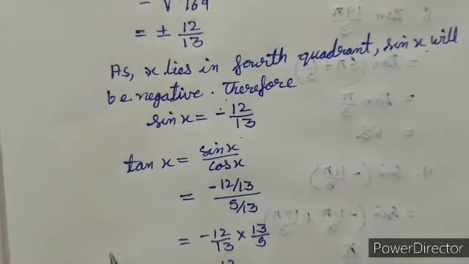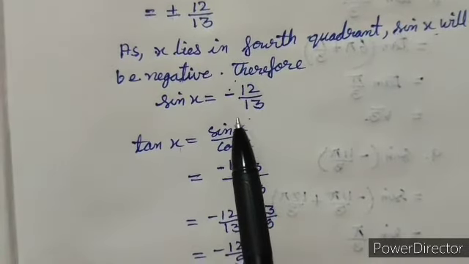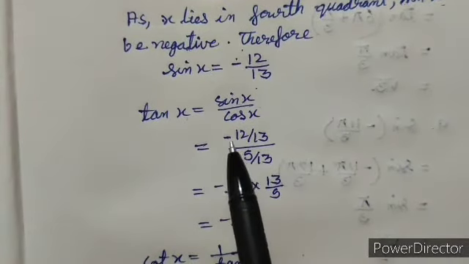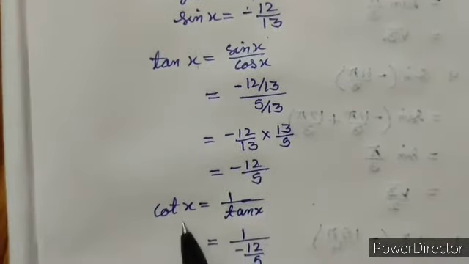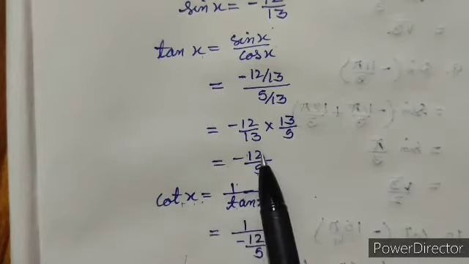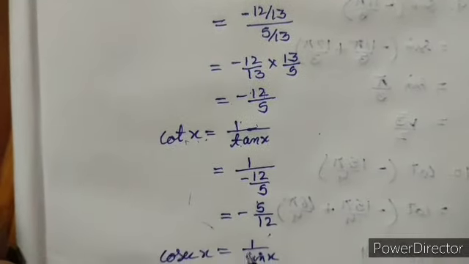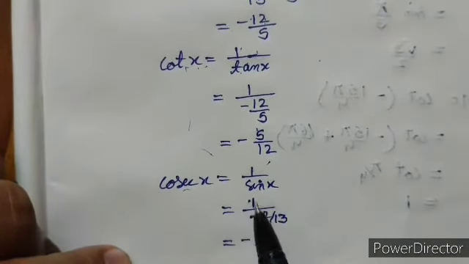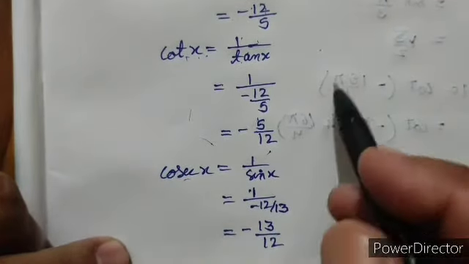Now tan x can be obtained by dividing sin x by cos x, and we already have obtained the value of sin x and cos x. On putting the values of sin x and cos x, we are getting the value of tan x as minus 12 by 5. Now again, cot x is the reciprocal of tan x, or we can say cot x is equal to 1 by tan x. Tan x was minus 12 by 5, and so the value of cot x will be minus 5 by 12. Cosec x is the reciprocal of sin x, and the value of sin x was minus 12 by 13, so the value of cosec x will be minus 13 by 12.